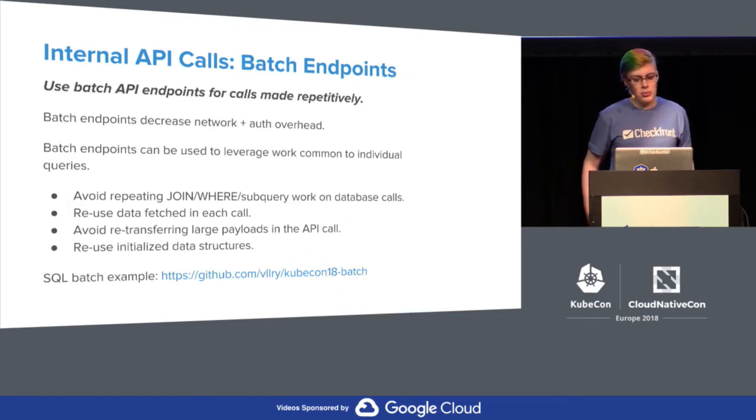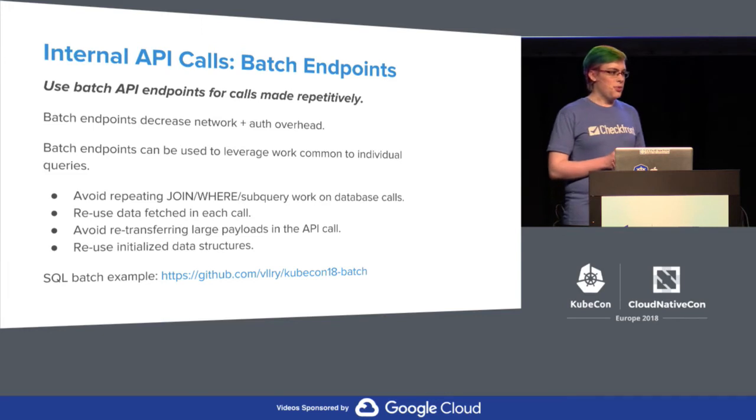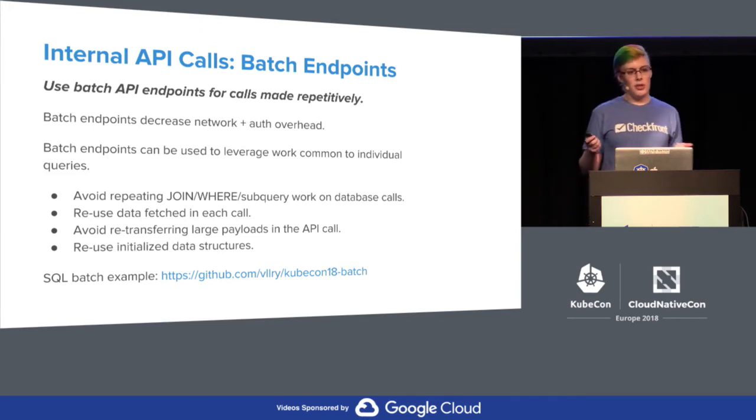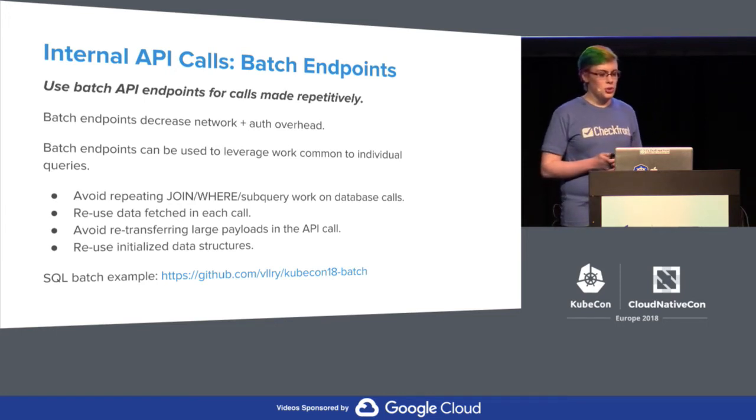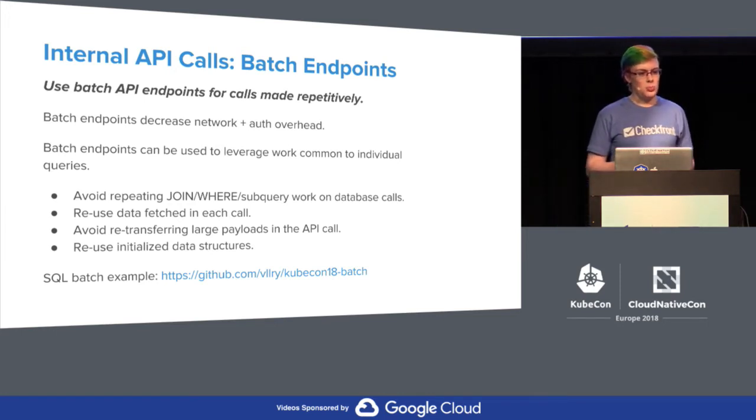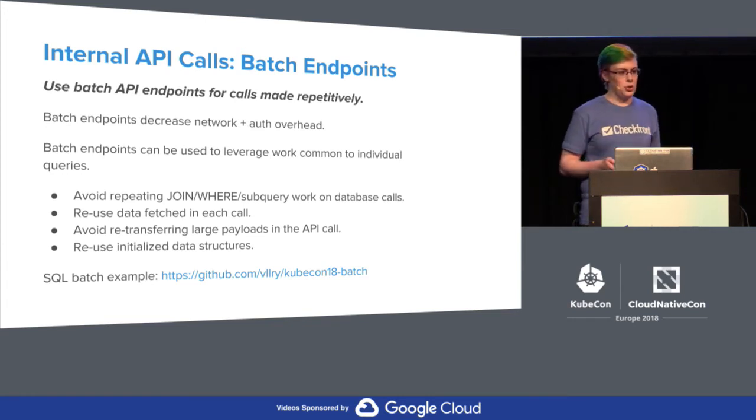You can create batch endpoints. This allows you to escape a tiny bit of networking overhead, and it allows you to leverage any shared work common to your calls: doing query planning and pre-processing, initializing data structures, and fetching information that you have to get before handling requests. If you can make this common, then you can vastly improve your overall response time.